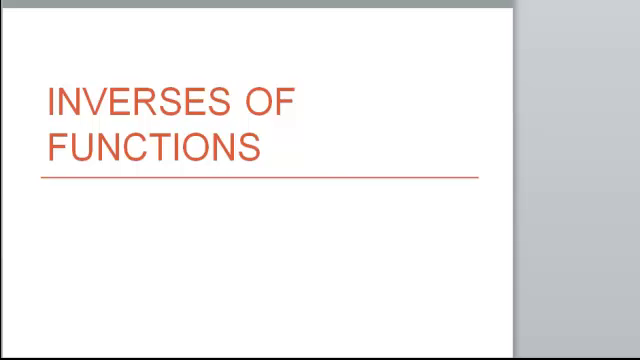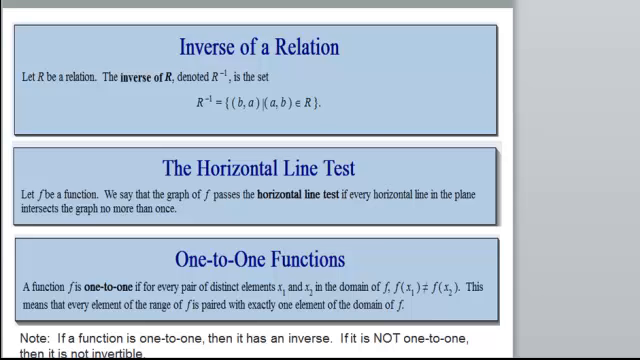This section is all about inverses of functions. Let R be a relation. The inverse of R, denoted R to the -1, is the set of pairs (b, a) where (a, b) is an element of R. Okay, let's see what that means.